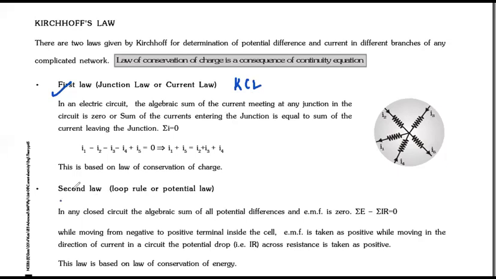Now, when you talk about the second, loop law, the loop law says that net voltage drop in a closed loop is always zero. Yes or no? Net voltage drop in a closed loop is always zero, right? This is your voltage law.